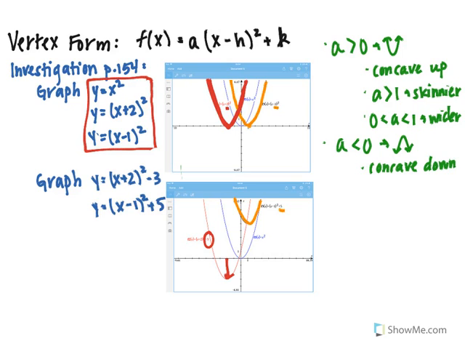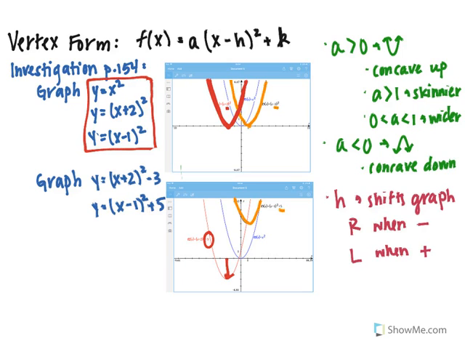So just like in all of our other forms, if this a value in front is bigger than 0, we're concave up. If it's bigger than 1, then it's skinny. If it's a fraction, then it's wider. If it is less than 0, so negative, then our graph is concave down. Our h value shifts our graph left or right. And it shifts it to the right when inside the parentheses is negative, and it shifts to the left when inside the parentheses is positive. So remember just to make it the opposite value.